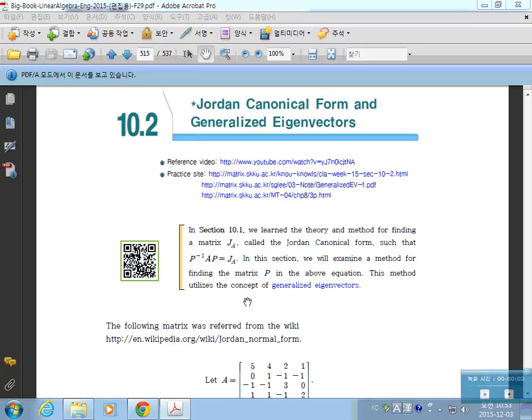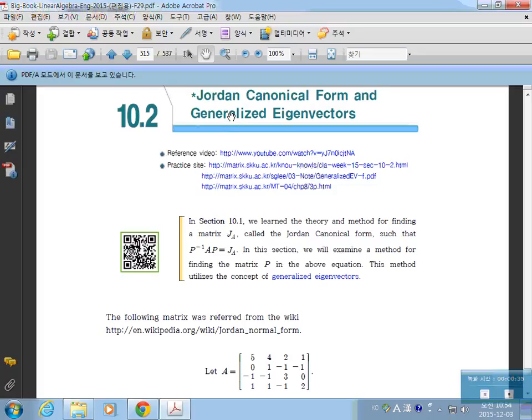Okay, today we continue chapter 10, Jordan canonical form. We covered how to find the Jordan canonical form by using the dot diagrams, which is based on the main theorem, to find the number of dots in the first row, second row, and third row in the dot diagrams. Next, in section 10.2, we will study the generalized eigenvectors.